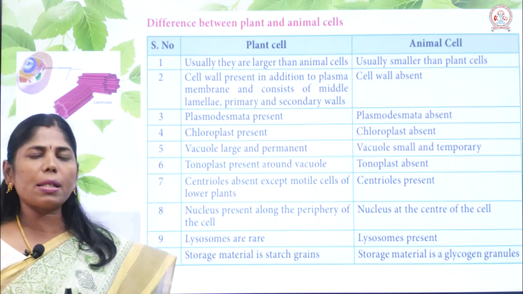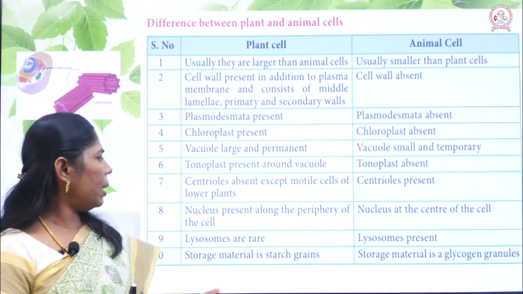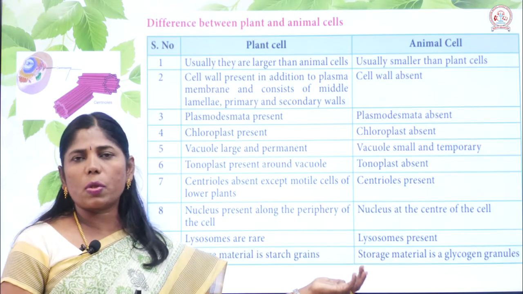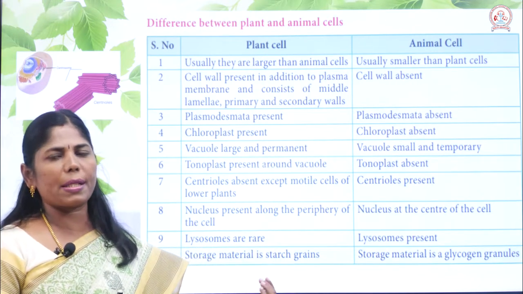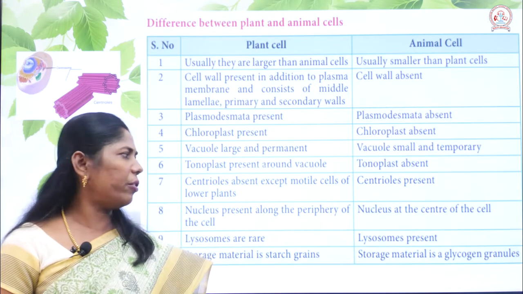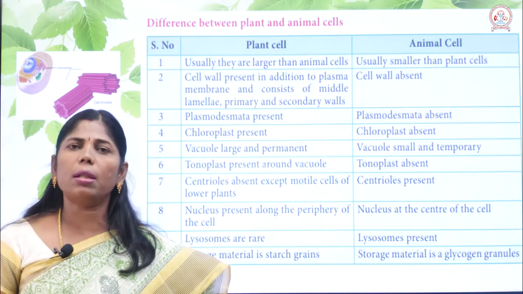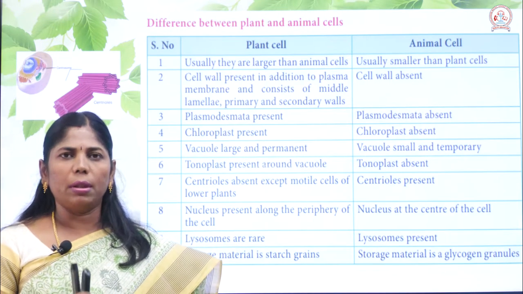Next, the nucleus is present in the periphery region, whereas in the animal cell it is present in the center of the cell. Okay, so here lysosomes are rarely present. And next, the food material is starch, and in animals the food material is glycogen. Last year they asked this question for 5 marks in the public examinations.